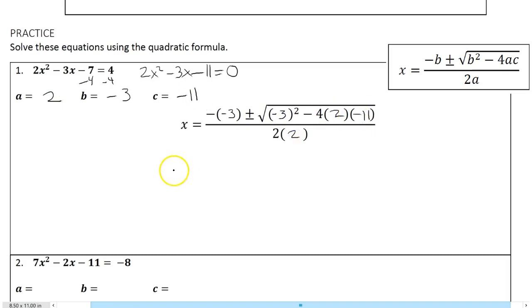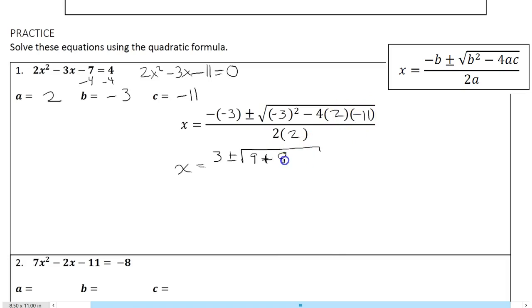First simplify negative negative 3 to positive 3. Now look under the square root symbol. Negative 3 squared is positive 9. All perfect squares are positive. Now look at the multiplication. Count the negatives. An even number of negatives is positive. There are 2 negatives, so we get a positive.